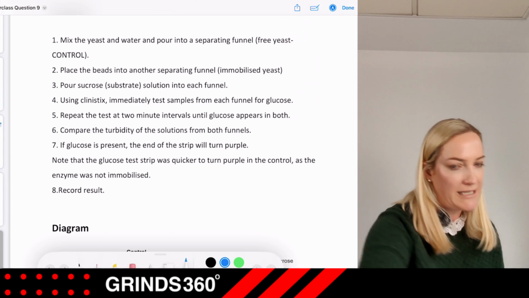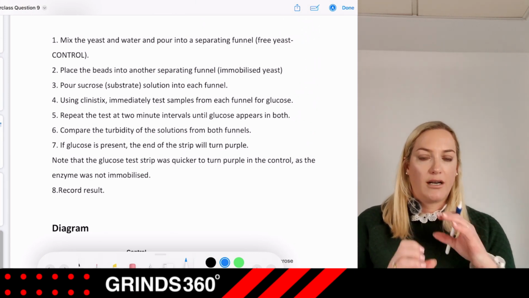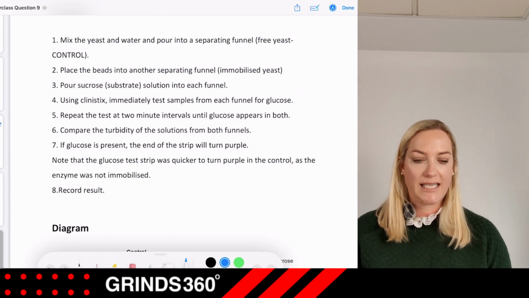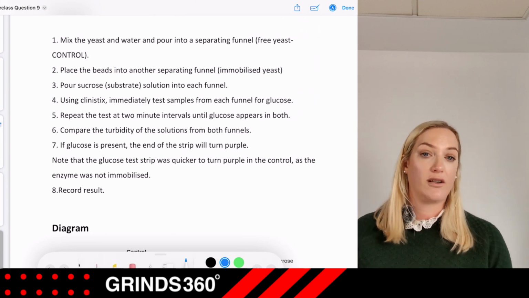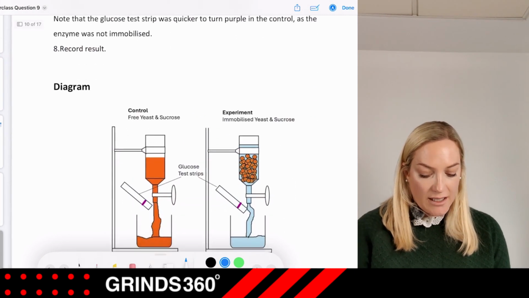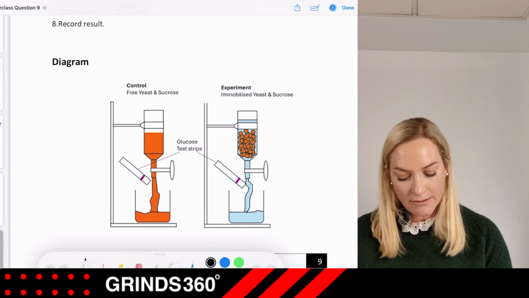So with your examined immobilized enzymes, we have our immobilized enzymes in beads. Your control in this is free yeast. So this is no sodium alginate. So it's your free yeast mixed with water. And in here I have 2 set up here, my retort stand, not labeled.